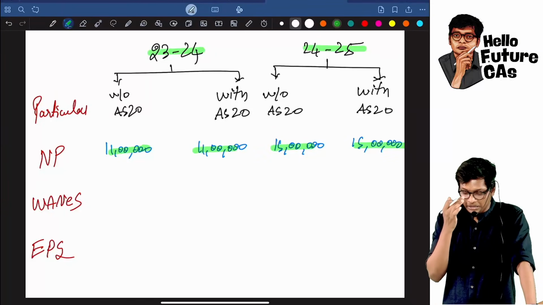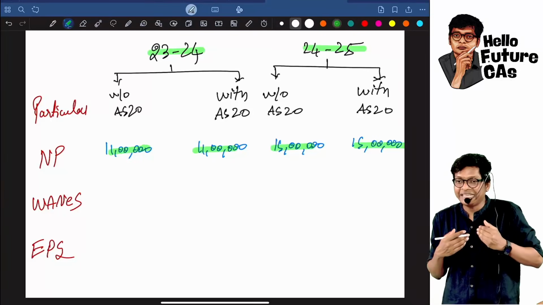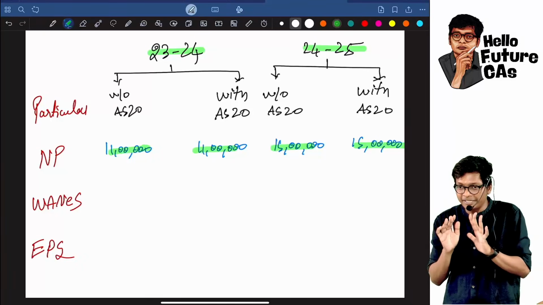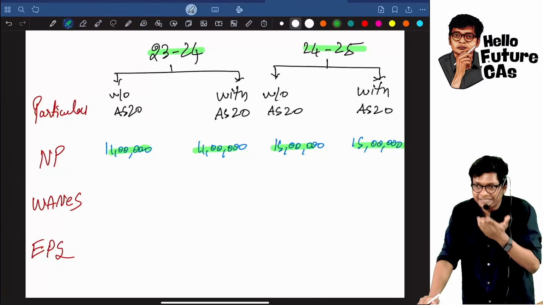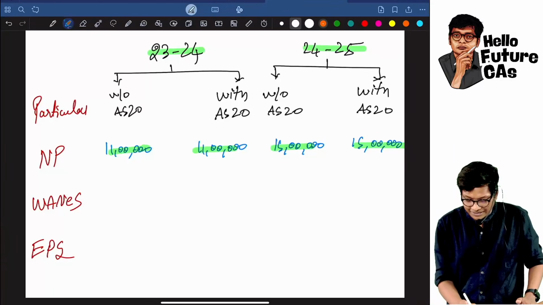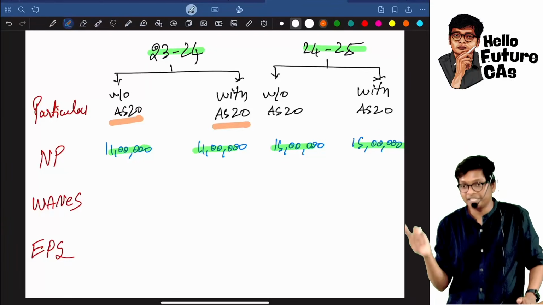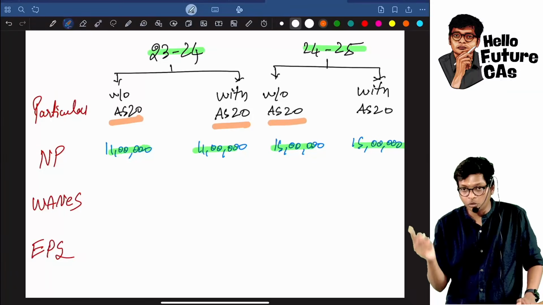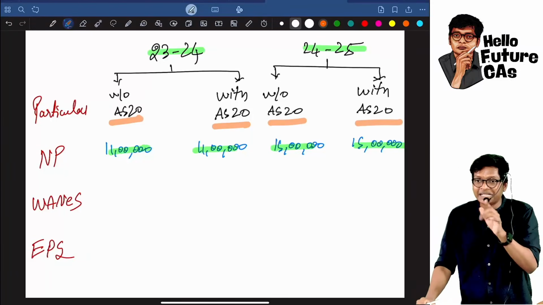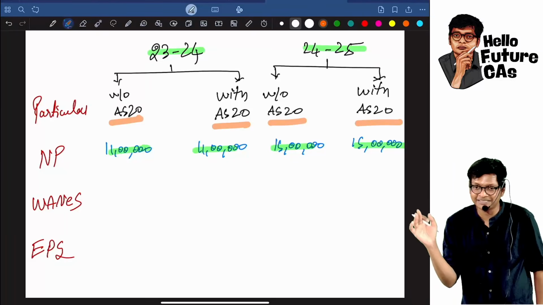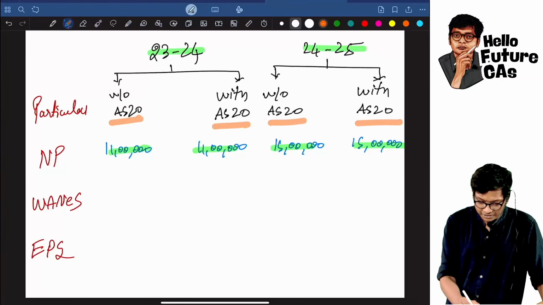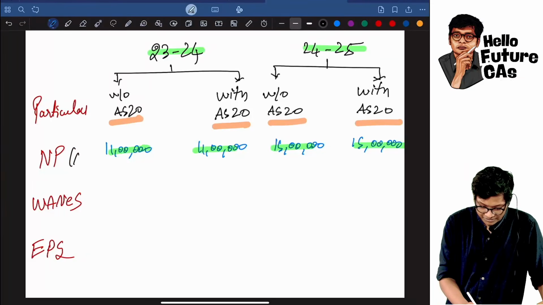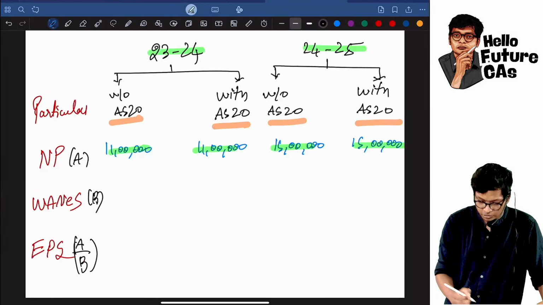What I have done is I have done 4 cases. In the main exam, no need to do all 4 cases; you should do only 3 cases. Which case is not needed, you will tell me at the end of the sum. In one case, I am doing without AS 20 and with AS 20 for the previous year, and the current year also without AS 20 and with AS 20 implication. Net profit will remain the same based on years. Denominator will be the weights. EPS is nothing but, if this is A and this is B, A divided by B, where B is going to be my weights.